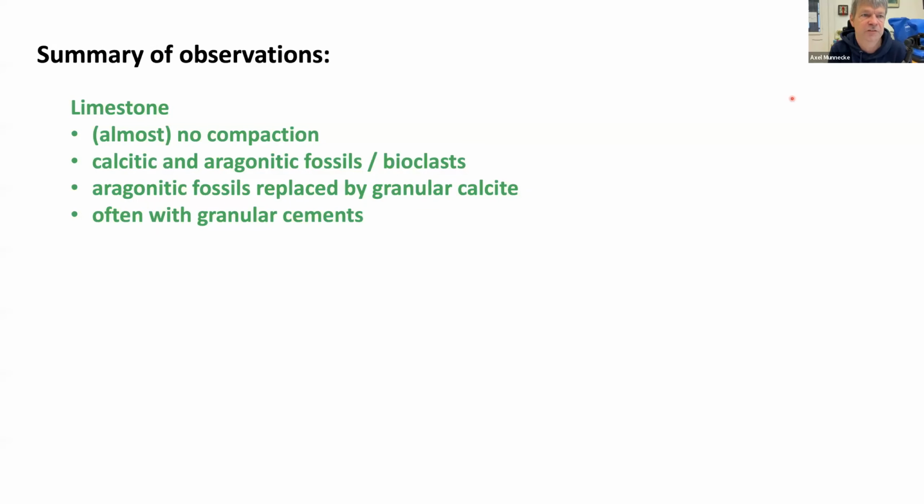So what is the summary of the observations of these 12 samples? In the limestone, so in the cemented part, there is almost no compaction. In many thin sections, you don't see any compaction, sometimes a little, but normally there's no compaction. We have calcitic and aragonitic fossils preserved also, and of course not in aragonite anymore, but recrystallized. So the aragonitic fossils are replaced by granular calcite. And if we have cement, we see often granular cements, but very often it's fine-grained, and it's usually microspar.